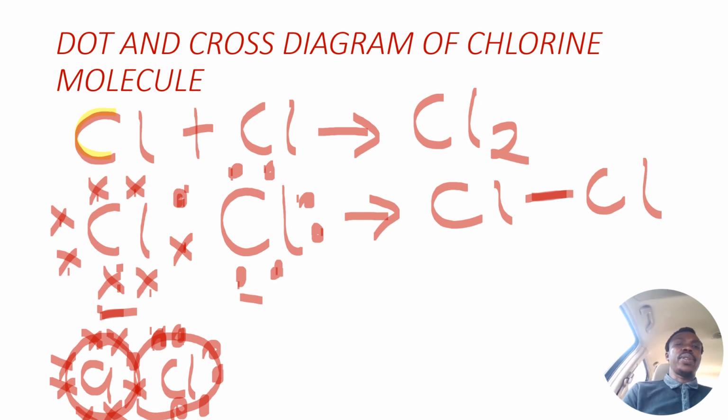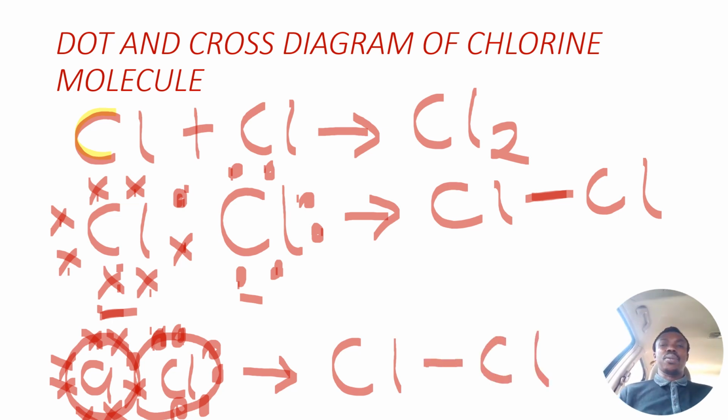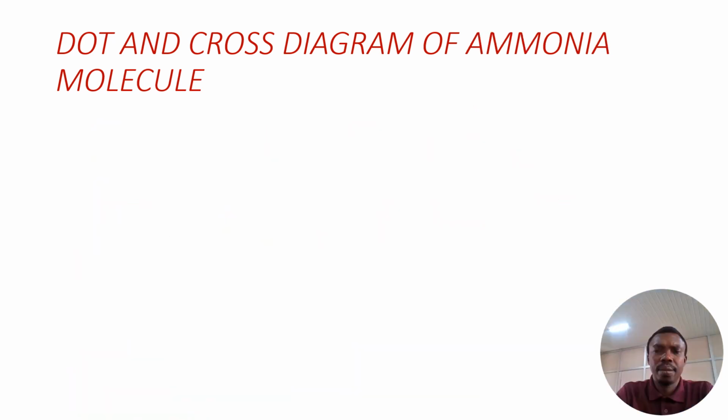So you can see each of them contributes 1 electron for the bond formation. So it's Cl single bond Cl. The single bond is an indication that each of the chlorine atoms contributes 1 electron for the bond formation. So this is a typical example of a single covalent bond. The diagram represents the formation of a covalent bond in a chlorine molecule.